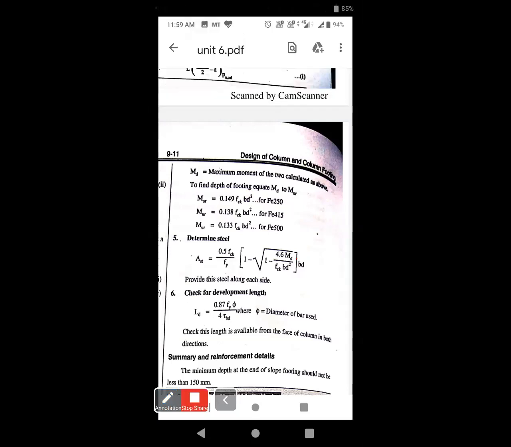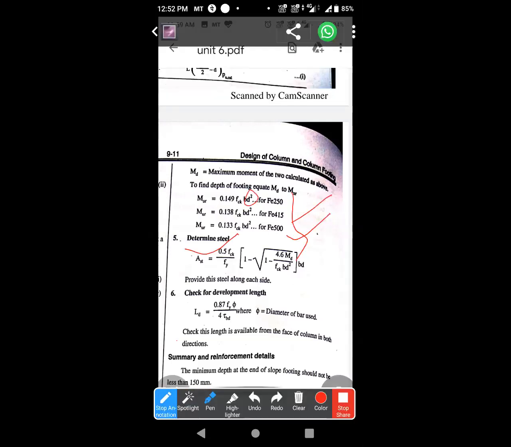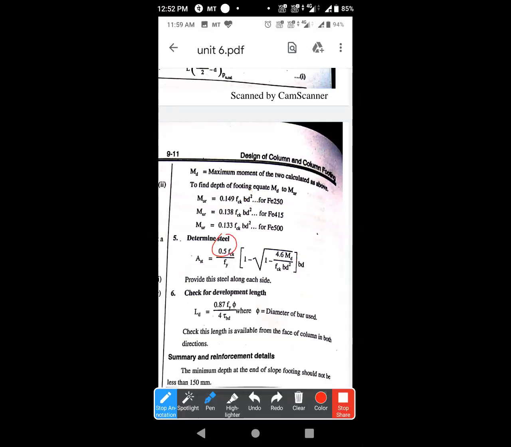Now you have to determine the steel. You know the formula for the steel: Ast equals 0.5 fck upon fy, in bracket 1 minus root of 1 minus 4.6 Md upon fck b d square, into b into d. Now provide the steel along each side.